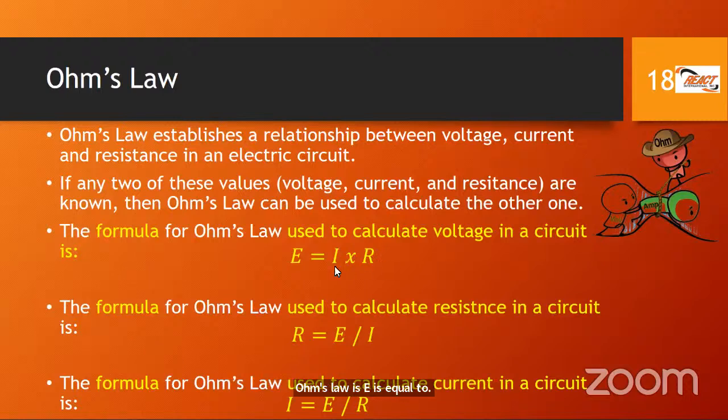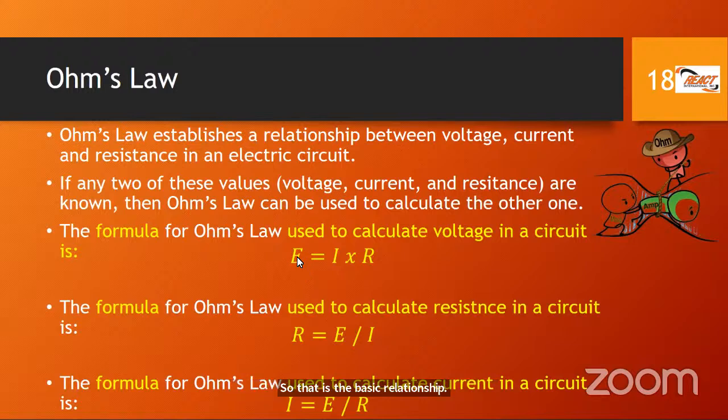That's the formula. But what is E? E is electromotive force that is given in volts. What is I? We said that I was the symbol for current given in amperes. And we said that R we use for resistance, and the units being ohms. So that is the basic relationship. E is equal to IR.